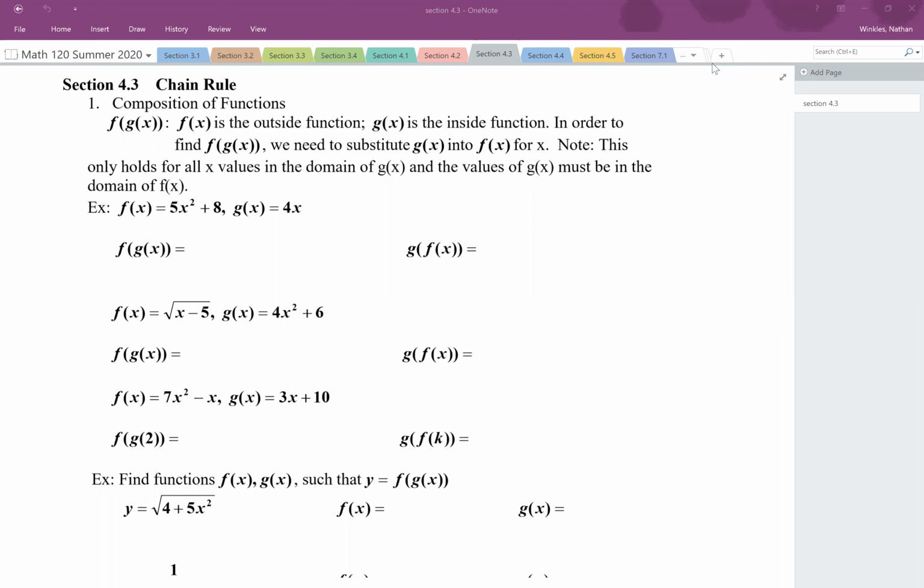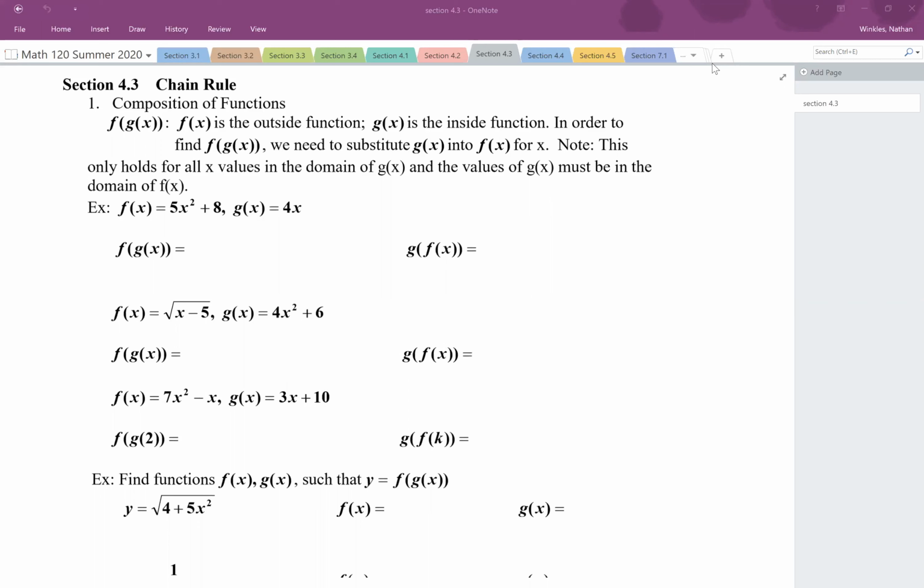So with the chain rule, basically the way we want to go about it is think about a composition of functions. So f composed of g of x means that f of x is the outside function, g of x is the inside function. In order to find f composed of g of x, we need to substitute our function g of x into our function f of x everywhere there's an x. Note, this only holds for all x values that are in the domain of g of x, and the values of g of x must be in the domain of f of x.